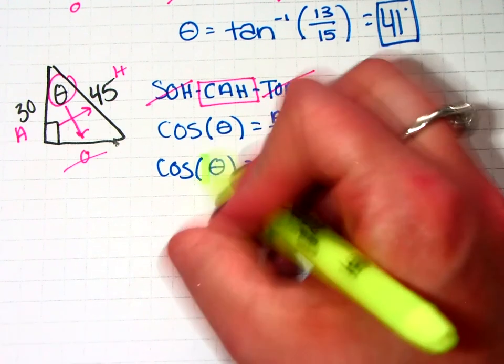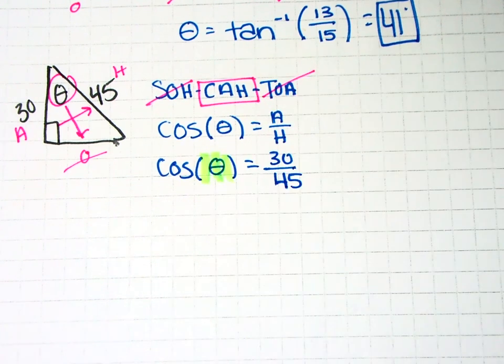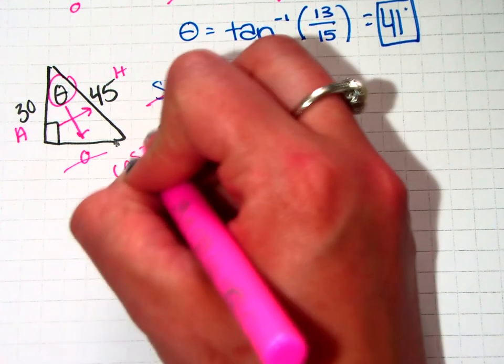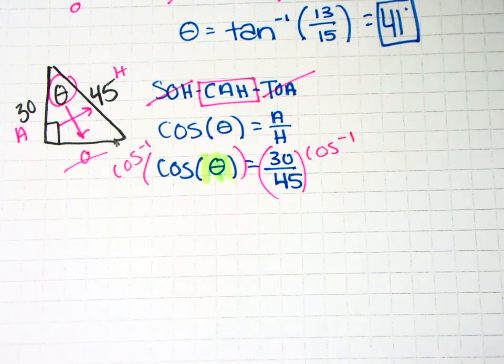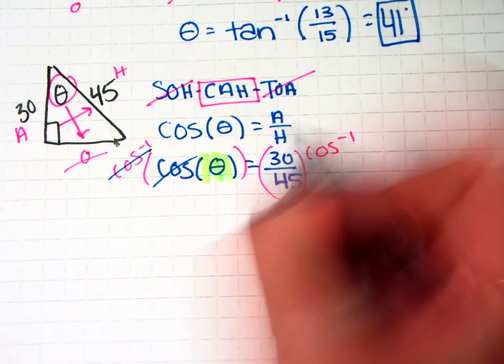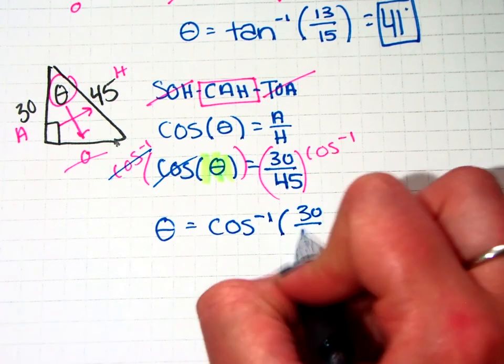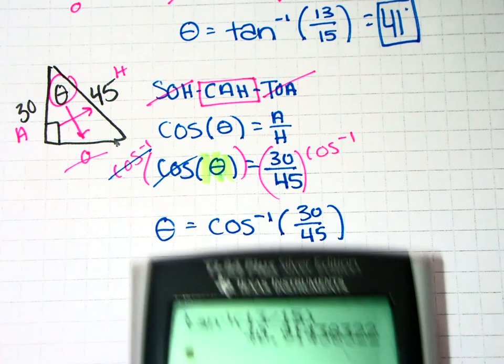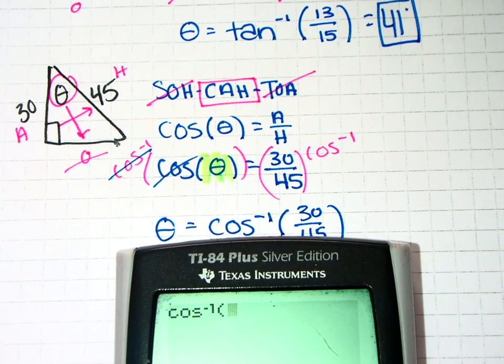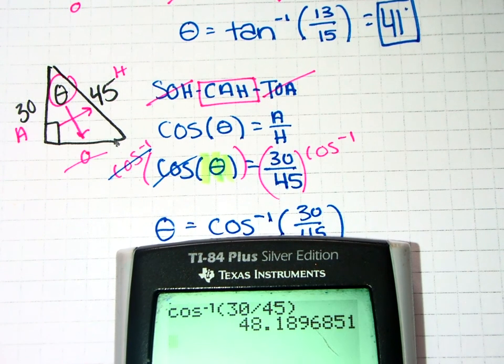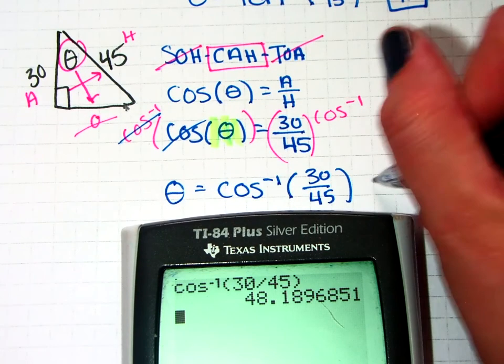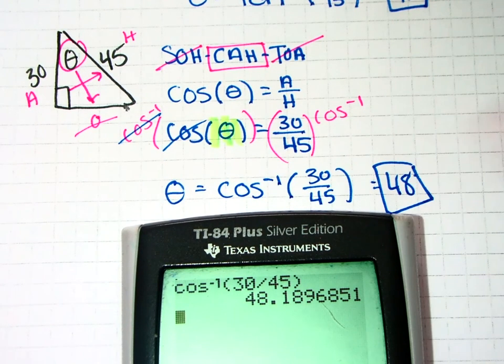My variable is theta, so to isolate theta from cosine, I must use the -1. To do that, I'm going to make sure that I go ahead and multiply both sides by cosine -1. These cancel, and I'm left with theta equals cosine to the -1 of 30 over 45. Theta is by itself, so second cosine, 30 over 45. Rounding to the nearest whole number will give me an answer of 48 degrees.